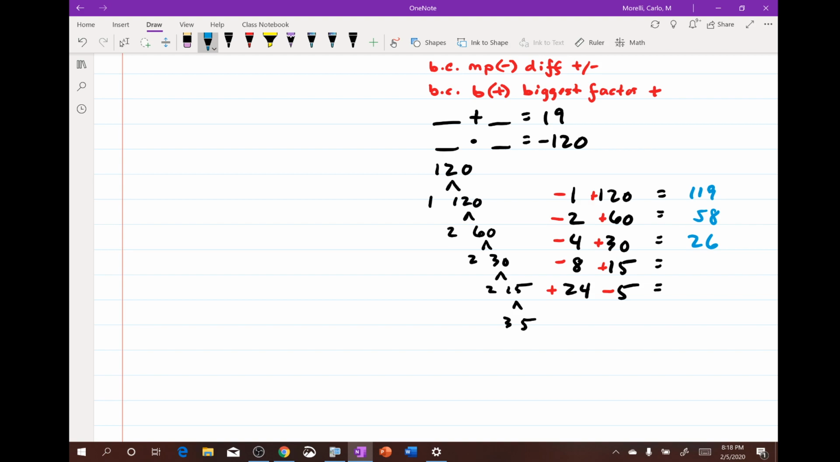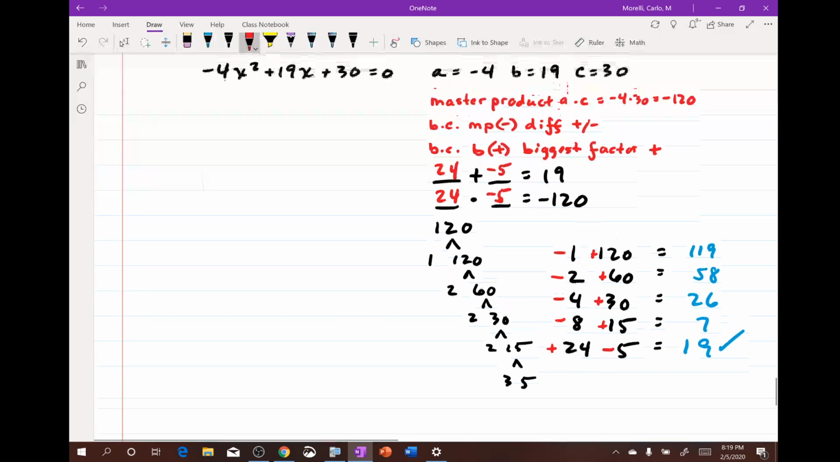Negative 8 plus 15. No, that won't work because 15 minus 8 is 7. But look at this one, though: 24 minus 5. Guess what that is? That's 19. So our factors are 24 and negative 5, because 24 plus negative 5 is 19, and 24 times negative 5 is negative 120.